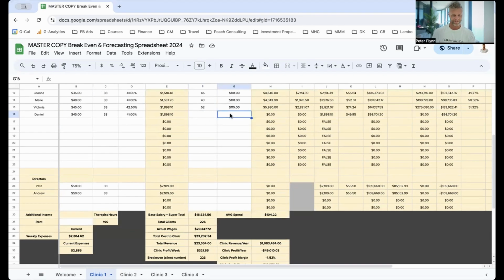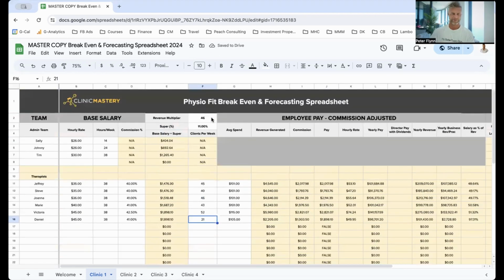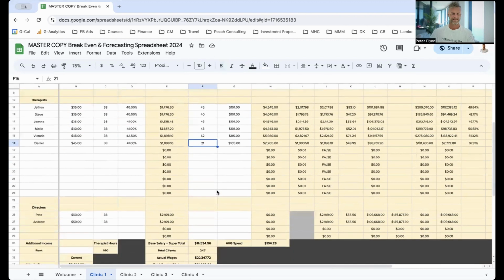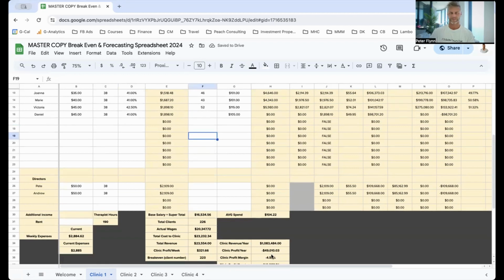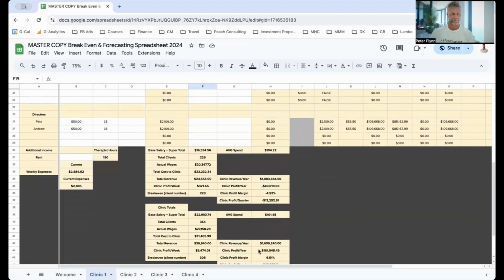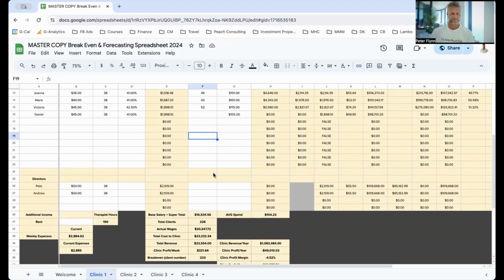So if we say his average spend is 105, and we put in 20 here, 21, if Daniel can see 21 clients on average over 46 weeks of the year, it means that we can hire him and have no change. There's no change to the profitability of the clinic, slight increase, but basically no change. So this can help us making hiring decisions. We can go worst case scenario is we hire him, he doesn't see any clients at all, and we will go into negative 49,000 for this clinic, but overall we are still profitable. Okay, it's unlikely he's going to see 0 clients.